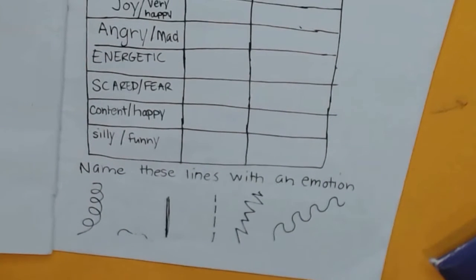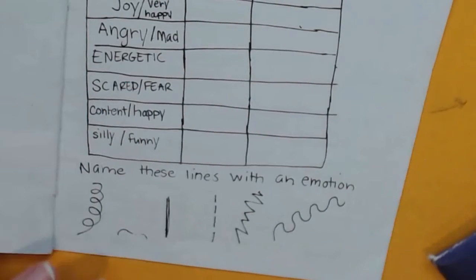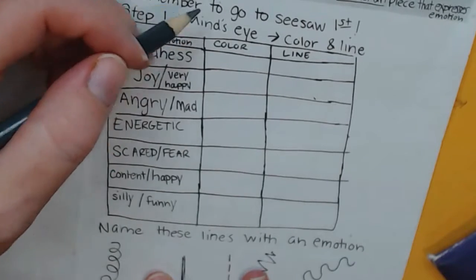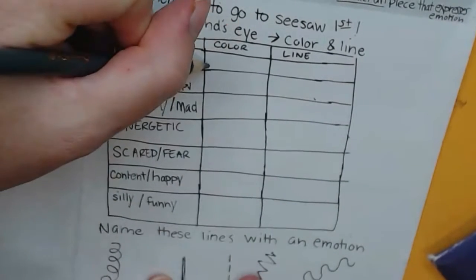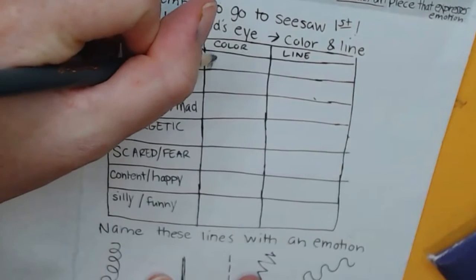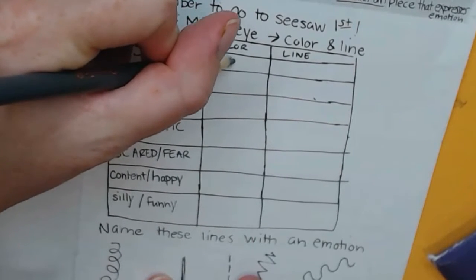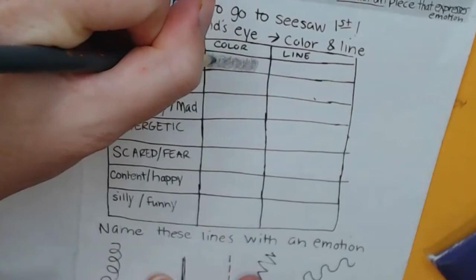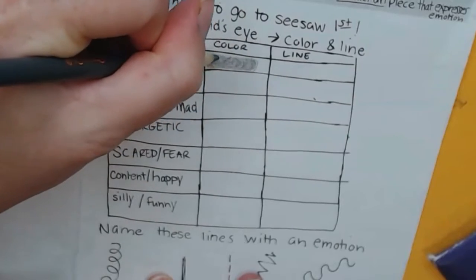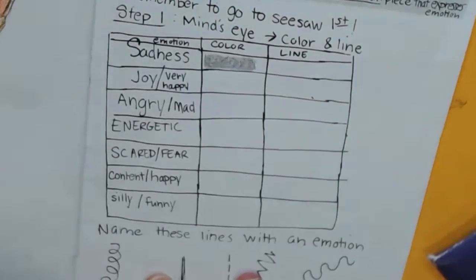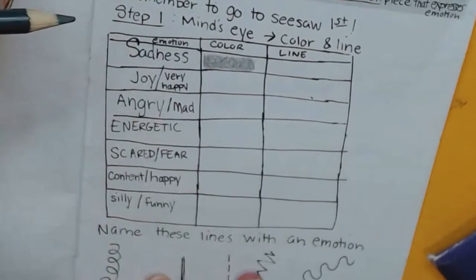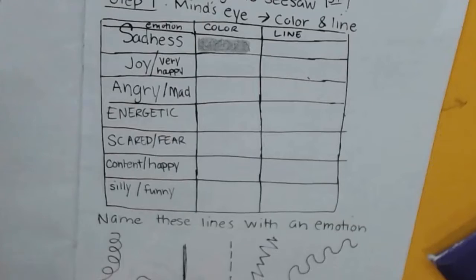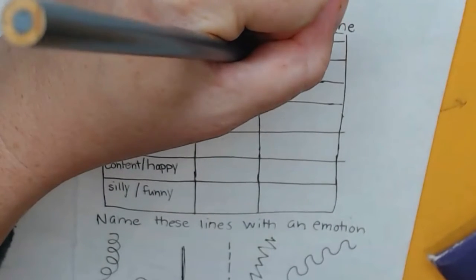All right, you can choose whatever color you think sadness looks like. To me, right now, sadness looks like gray. And sometimes this can change, but to me, sadness is like a gray blue. It's that color that's just not very exciting, and it's sad. I'm thinking of smoke. That smoke makes me feel sad. And the line, I think the line kind of looks like this line to me. Maybe even smaller.